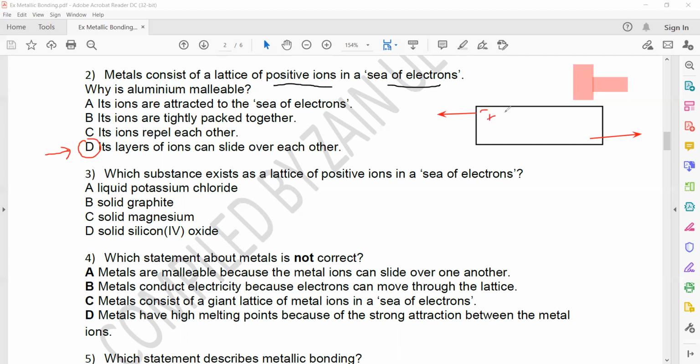The metal has layers of positive ions, and when we hammer the metal, these layers move from one place to another, over each other. That's why metals are malleable.